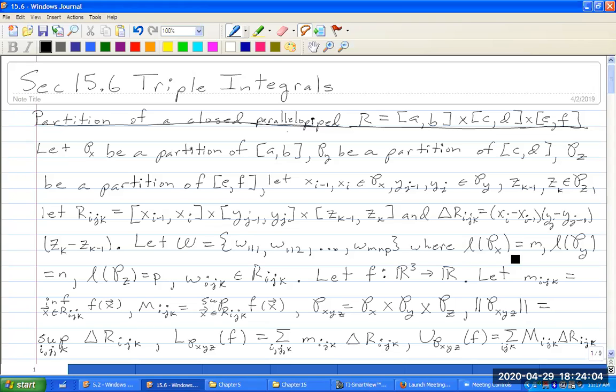Where the number of subintervals of the partition of x is m, the number of subintervals of the partition of y is n, and the number of subintervals of the partition of the variable z is p, where each omega sub ijk is in this R sub ijk parallelepiped.